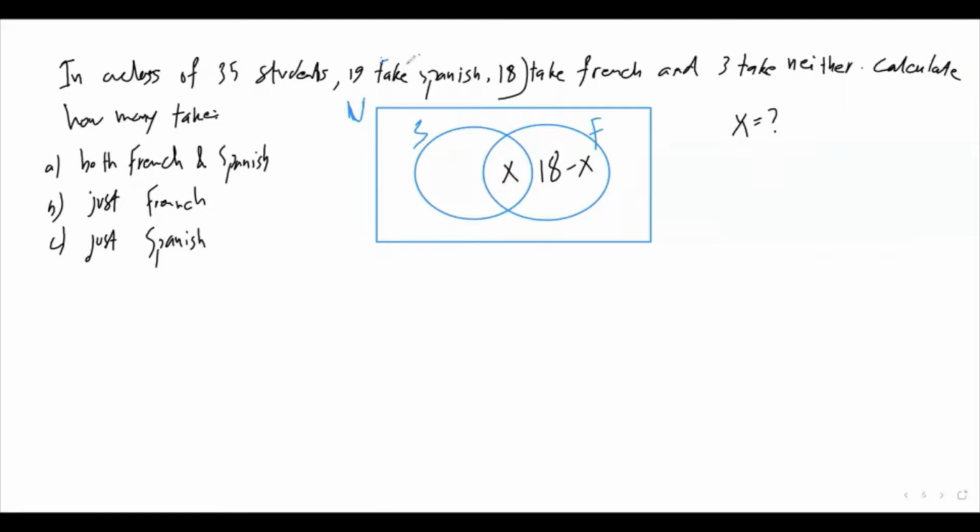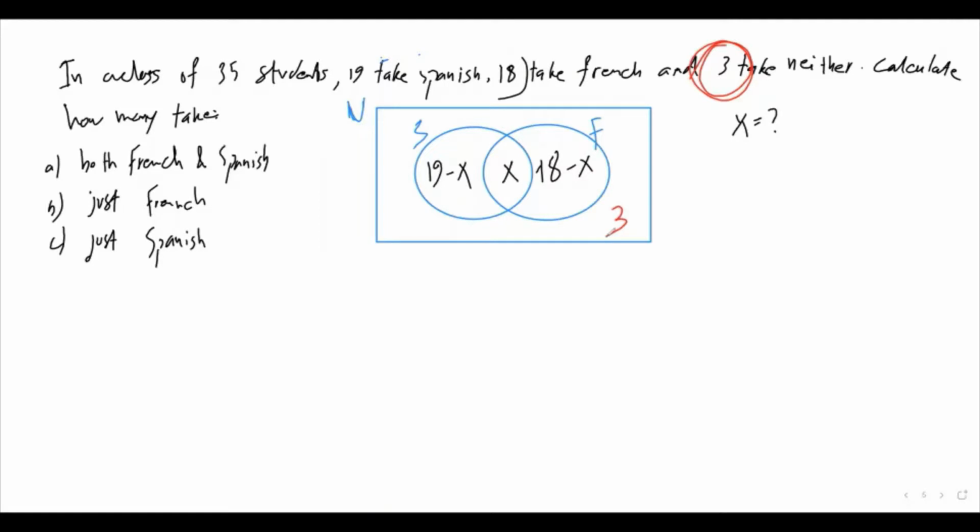So that's how you start. You put the middle part, the part which is overlapping, as x. So this should be 18 minus x, I mean this region, right? And if you add them up together, 18 minus x plus x, you get 18, right? And similarly, here for Spanish it is 19 minus x. And do not forget these three. Three students take neither of these subjects, but they still belong to this class, right? So they should be here. Don't forget these three guys.